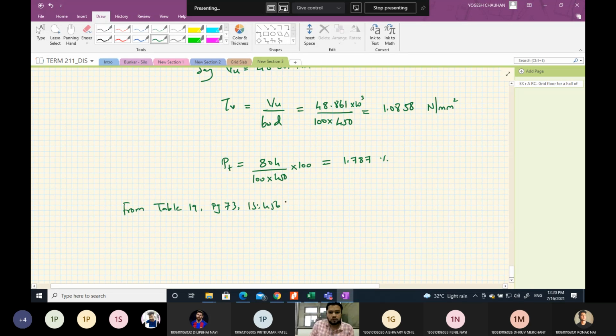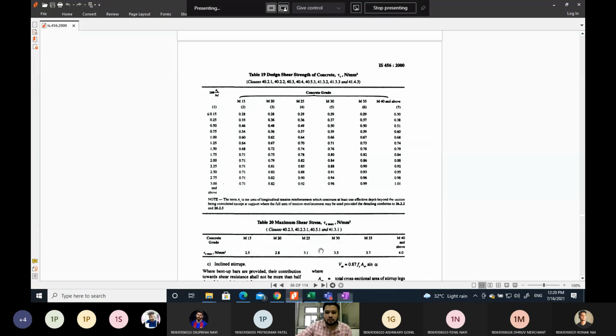IS 456 2000, the value of tau c will be equal to, so this is 1.787 percentage, and the grade of concrete is M20. 1.787, that means almost around 1. This will be in between 0.75 and 0.79.